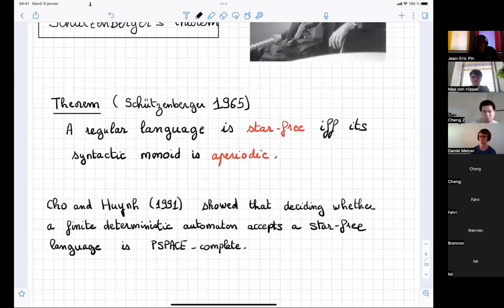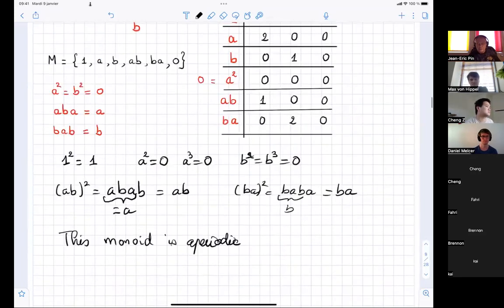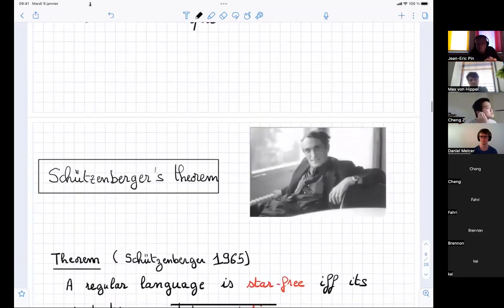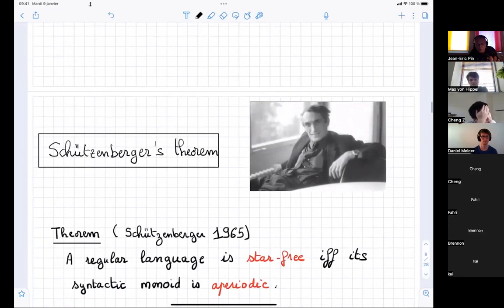No. Actually, if I remember correctly, the length of the shortest star-free expression is a tower of exponential length. It's very long. For instance, for the example I gave you, it would be impossible to write it maybe on one page.